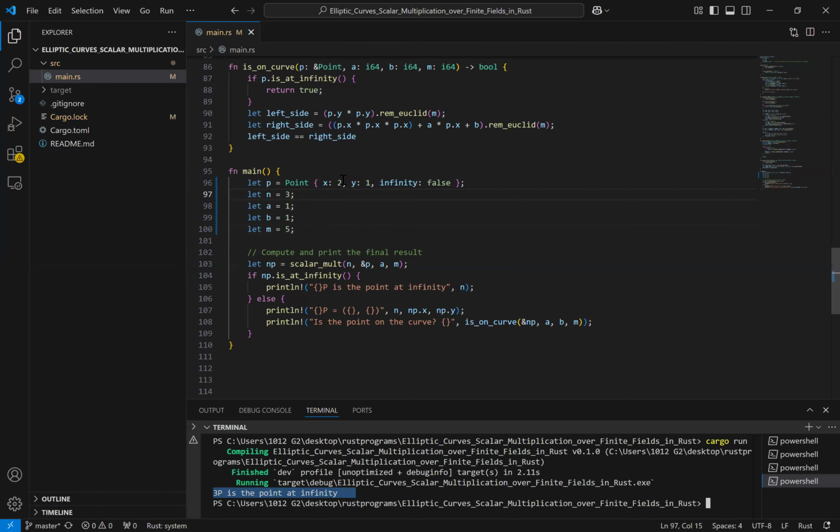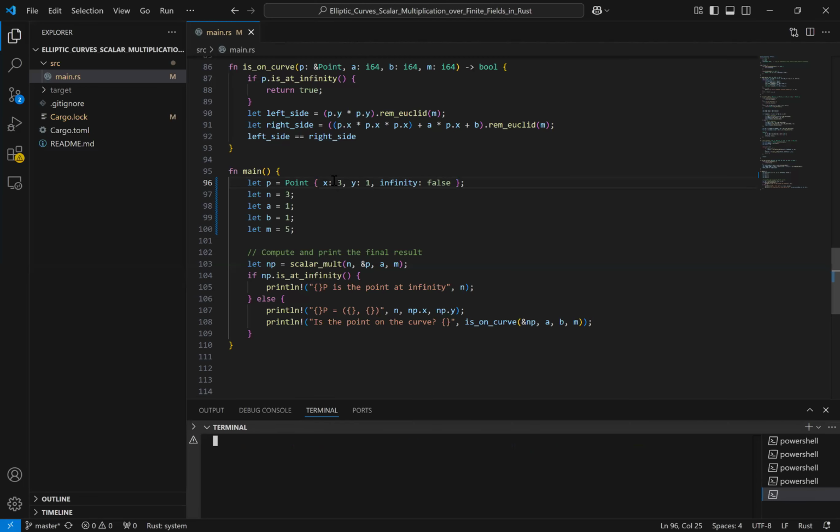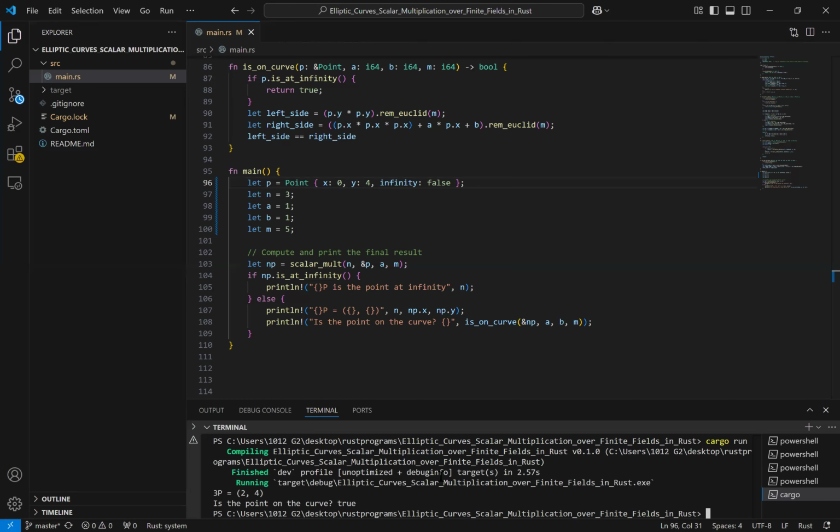I can try another point and see whether it will be the point at infinity also. 3,1. I don't know whether 3,1 was on that elliptic curve. I don't remember. But I remember there was some point 0,4 in the elliptic curve. Let me multiply 0,4 by 3 and see whether it gives a point at infinity. So 0,4 multiplied by 3 gives me 2,4. It does not give me a point at infinity.